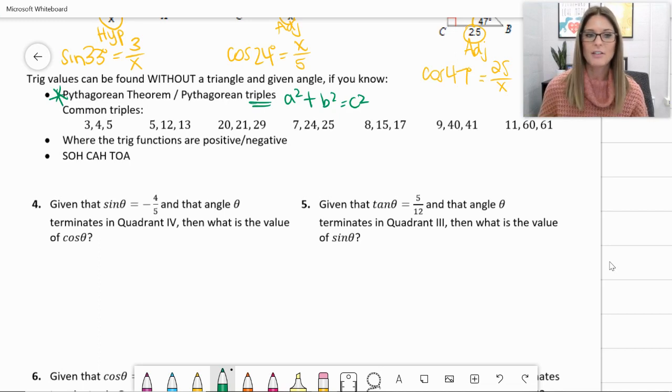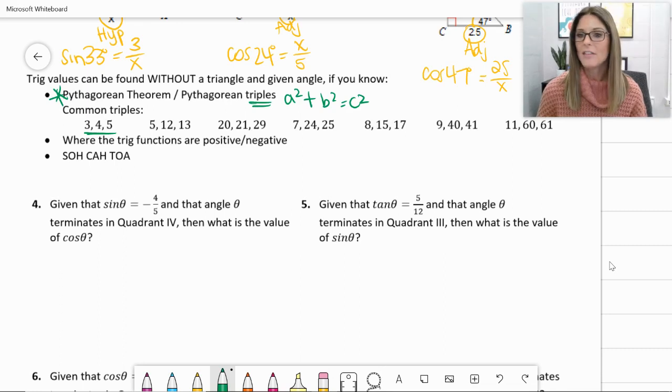You can use the Pythagorean theorem if you want to, or Pythagorean triples are common measurements that always work in the Pythagorean theorem, like 3, 4, 5, which is probably the most common. If you have a side length of 3 and a side length of 4, the hypotenuse will be 5 every time, because 3 squared plus 4 squared is 25, or 5 squared. And any multiples of that. So 6, 8, 10, 9, 12, 15, any multiples of 3, 4, 5 also work.